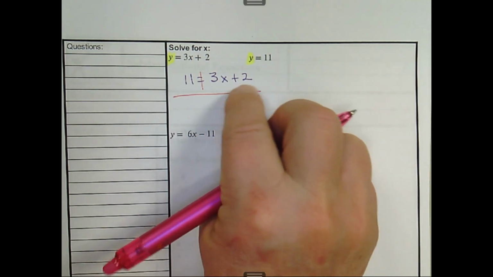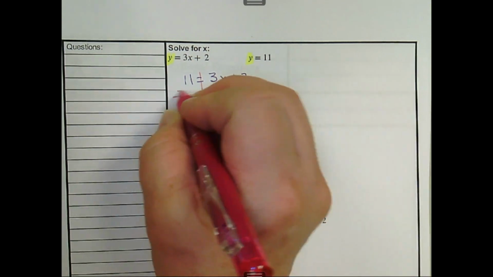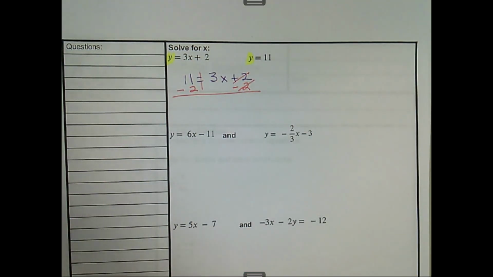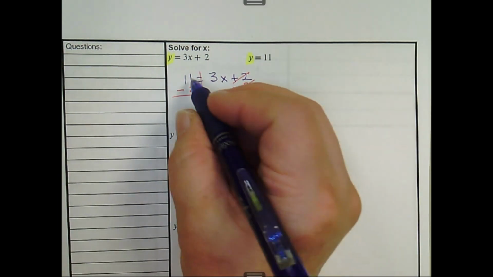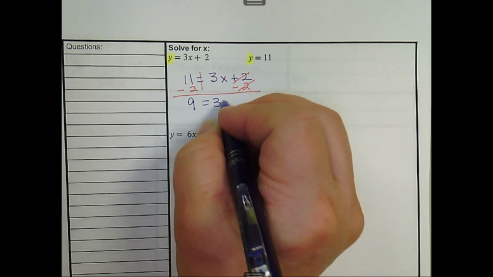3 times x plus 2. The last thing I did was to add 2, so I'll subtract 2 from both sides. This is eliminated. 2 minus 2 is 0. 11 minus 2 is 9, is equal to 3x.